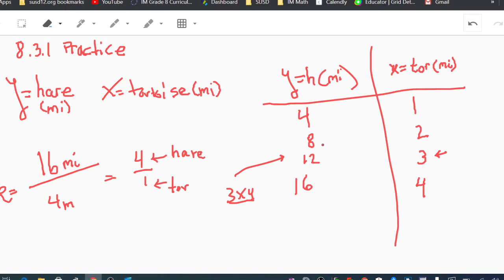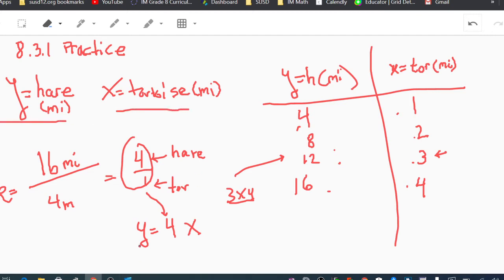These are our proportional relationships. 4 to 1, 8 to 2, 12 to 3, 16 to 4. All of these are proportional. Now, we can graph these data points right on that graph that they gave us. But they also gave us the slope of the line, which we can see as y equals our constant 4 times x. Don't forget, y is equal to the hare's distance, x is equal to the tortoise distance.